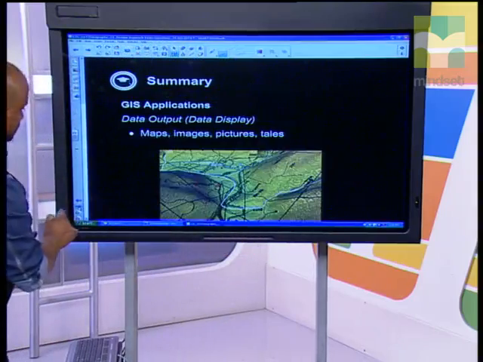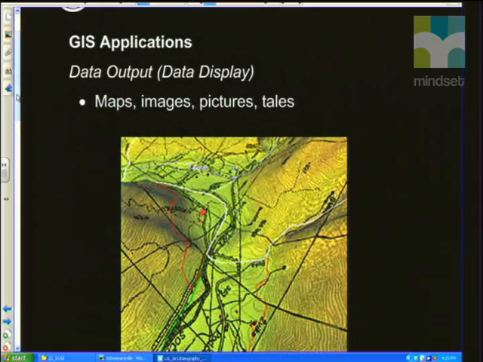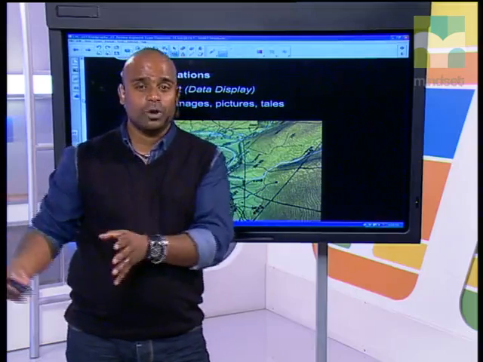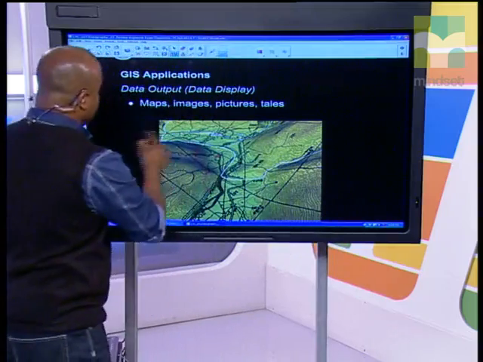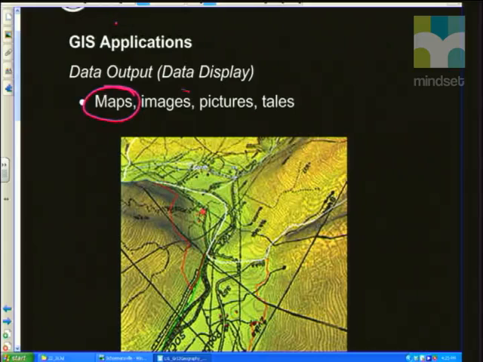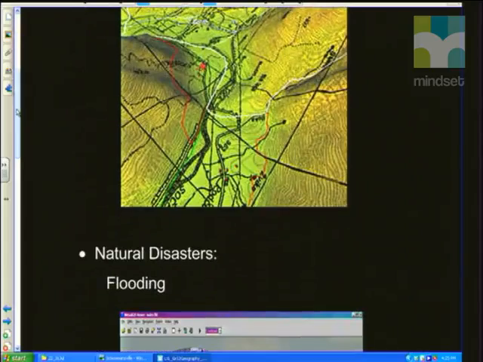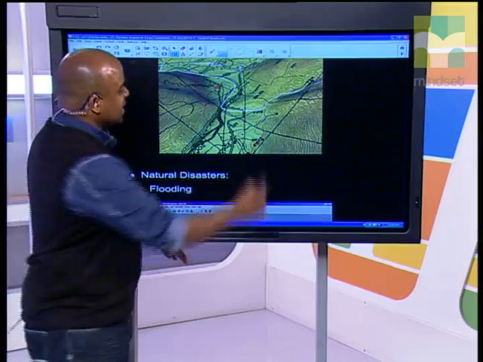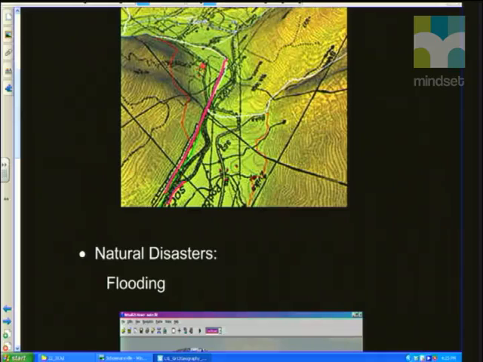Let's move on. Once all this data is created as information, now we determine the output, and your output is your topographical map. So, let's look at it. Maps, images, pictures. When looking at this particular topographical map, you will note it has raster as well as vector data. Your vector data in the form of lines, points, as well as area objects around. If you look at the background information, this is your image data.